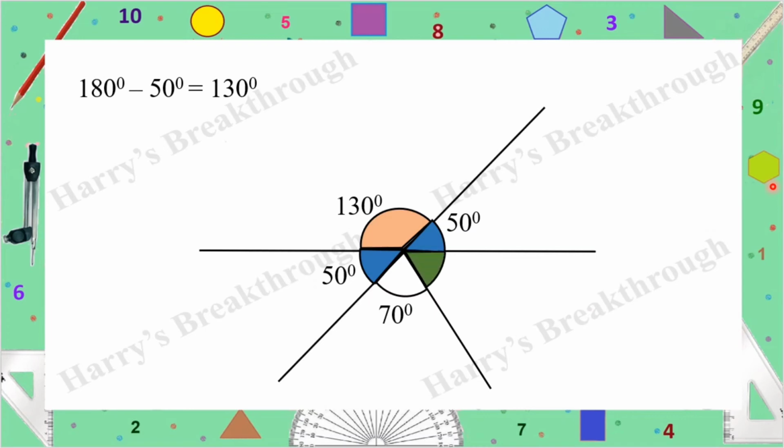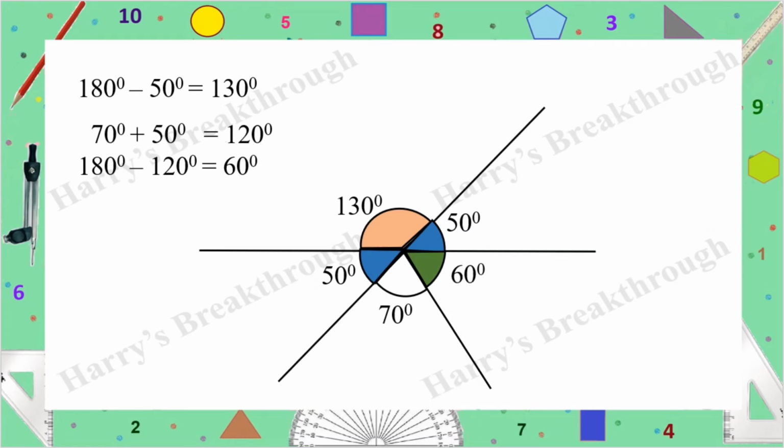And what will be this angle? Here we can see a slanted line. And on the right side of the slanted line, there are three angles. Two angles are given. And if we add 70 plus 50, it is equal to 120 degrees. And if we subtract this 120 from 180 degrees, 180 minus 120 is equal to 60 degrees.